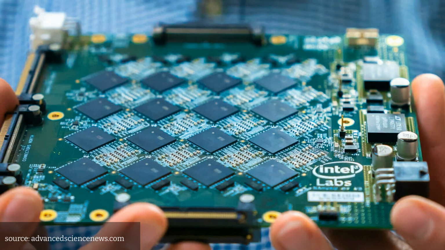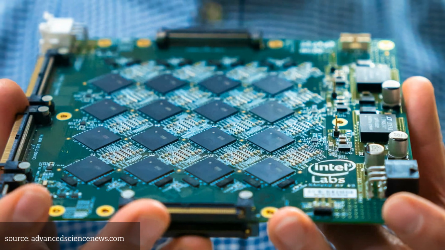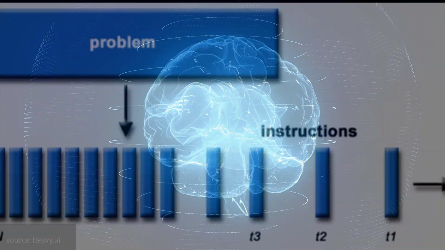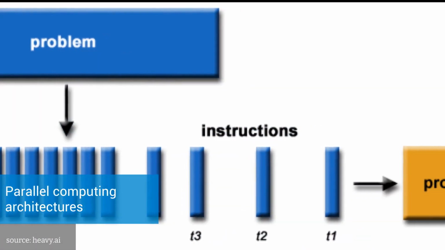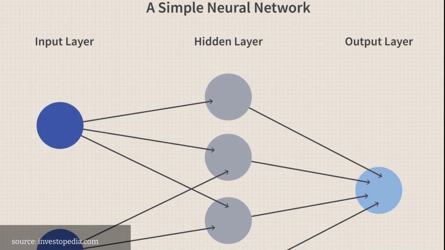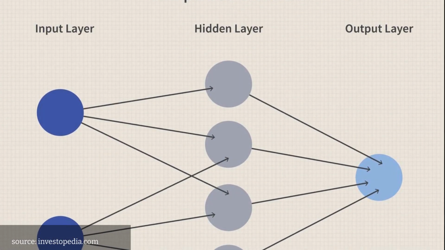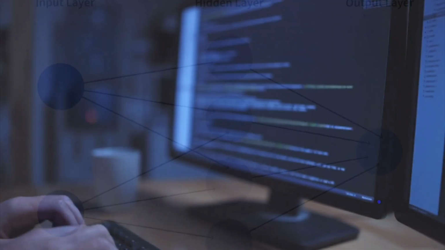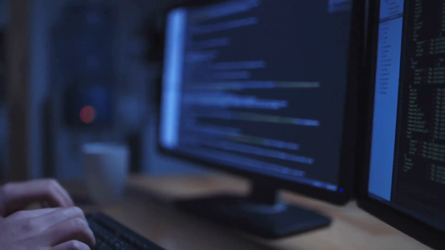Neuromorphic computers are a type of computing system that attempts to mimic the structure and function of the human brain. These systems use parallel computing architectures to simulate the neural networks found in the brain, allowing them to process and analyze large amounts of data with a level of efficiency and accuracy that traditional computers cannot match.